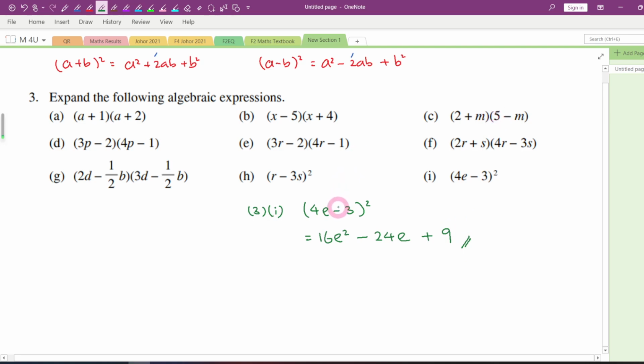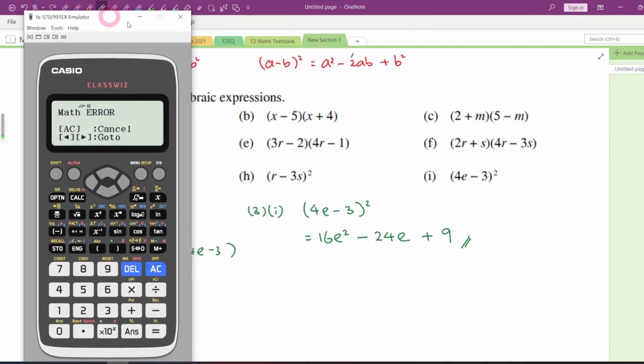So you can try it also, write two parentheses like this, 4E minus 3 times 4E minus 3, and you try to expand it one by one, you will still get exactly the same answer here. Okay, let me show you a way how we check our answer whether correct or not using our calculator. So now this is equal to this, right? So that means no matter what value of E you plug inside here, if you plug in 4 here and also 4 here, you will actually get the same answer, right?